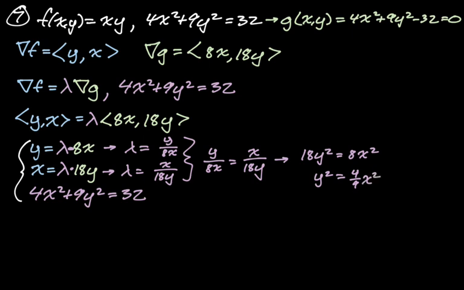which is useful because in the constraint, we have x squared and we have y squared. So I can just replace the y squared with 4 over 9 x squared at this point.